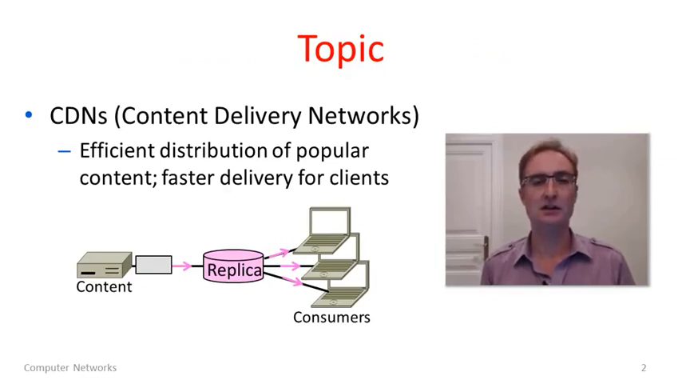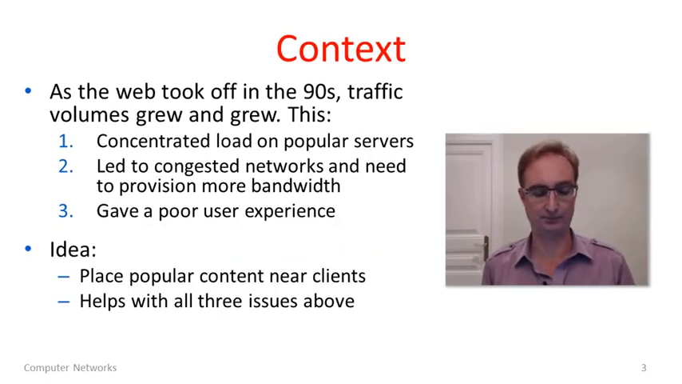So CDNs, for content delivery network or content distribution network, provide an effective way to distribute content to many clients on the internet. They're more efficient in terms of how they use the overall network bandwidth, which is good for the network, and they provide faster delivery of content to clients. For these reasons, CDNs have become an important part of the internet architecture today.